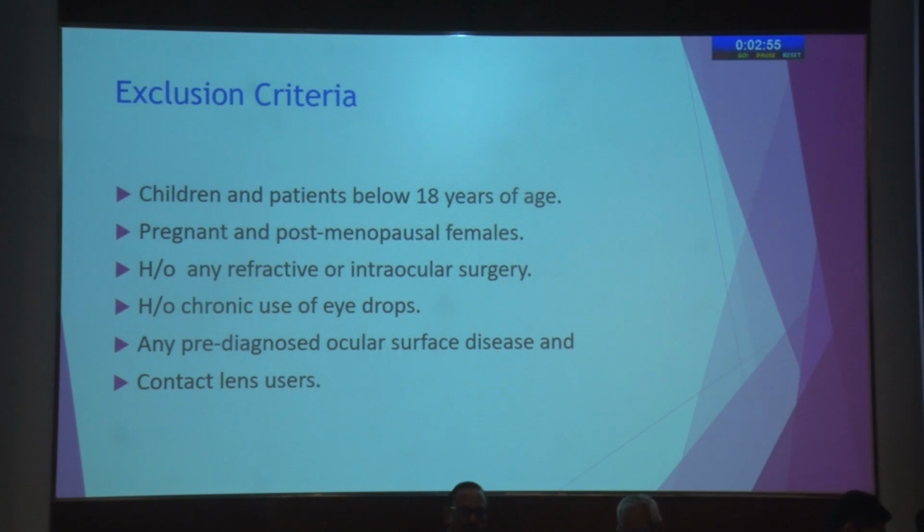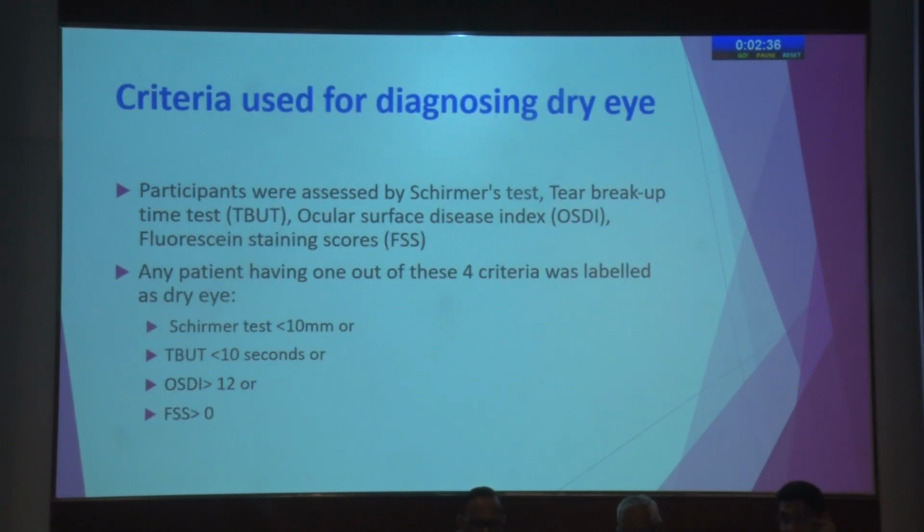Exclusion criteria: children below 18, pregnant and postmenopausal women, obviously because of the estrogen and hormonal association with dry eye, history of any refractive, ocular surface or intraocular surgery, chronic use of any eye drops, pre-diagnosed ocular surface disease, or contact lens users. They all have been excluded.